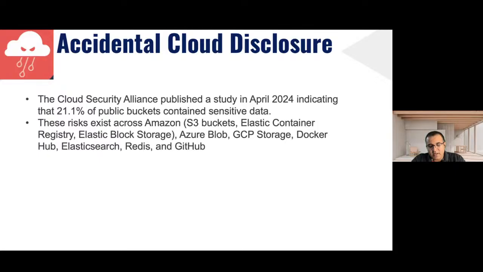So, accidental cloud disclosure. This is something which we see a lot. It means they don't know that the data is public. A simple example: they are using authentication to connect to a GitHub repository for one of their projects, and everything is going on.